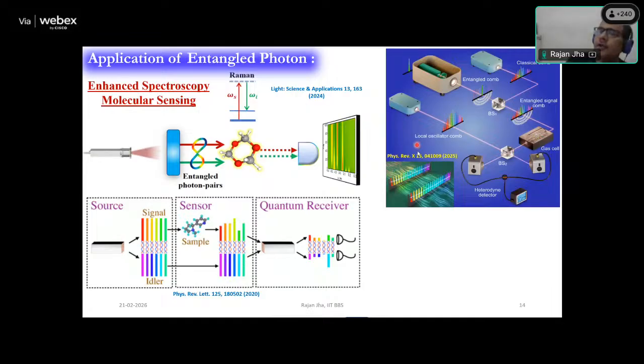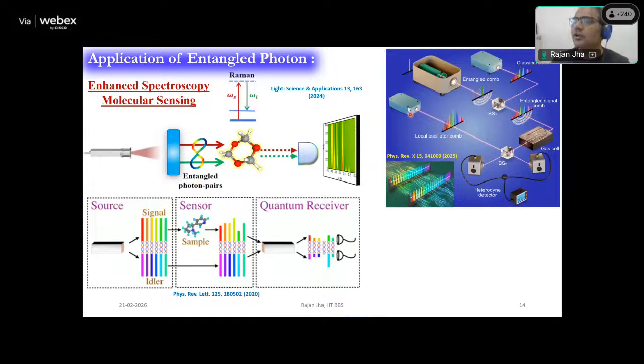The same thing people are now trying to replicate with quantum systems. You see, these are some sort of classical comb, this is a local oscillator comb, and this is an entangled comb. Now, classical comb and entangled comb are coming from, again, a nonlinear process. You see, they are different. You put them to a beam splitter. Now, these are entangled signal combs.